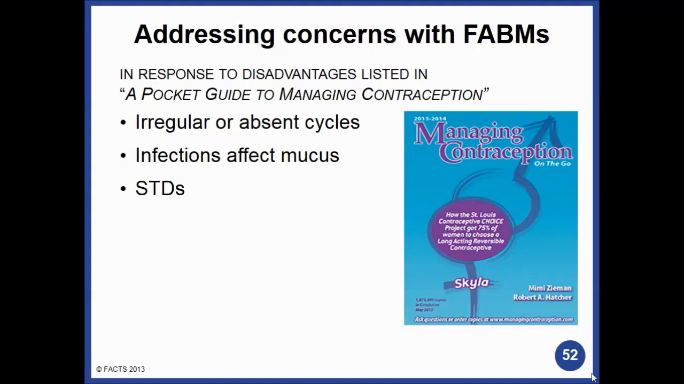Infections affect mucus. Yes, they do. Of course, with a yeast infection, there is going to be a discharge. But women who are charting their cycles know what's healthy and normal, and they know what's not. So if there is a change in her mucus, she's going to know, oh, this is different. I probably need to go to the doctor. She's going to know that faster and with more certainty than a woman who does not know what is healthy and normal.